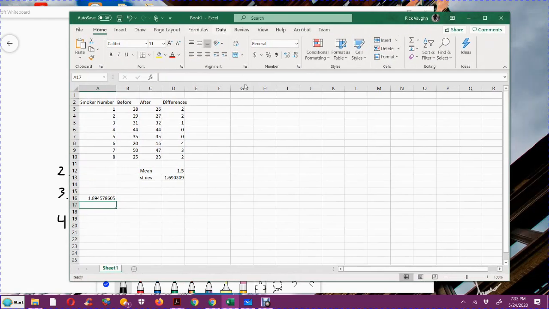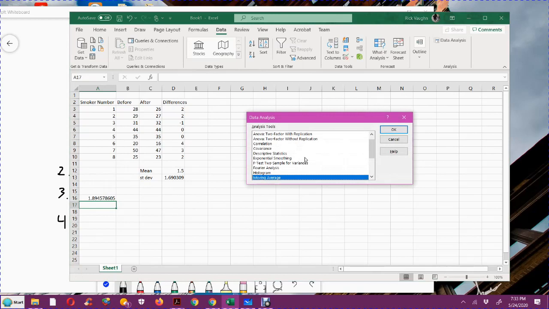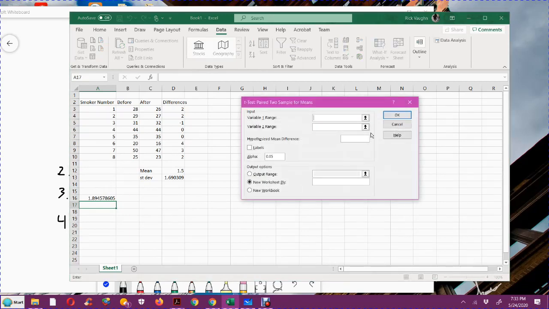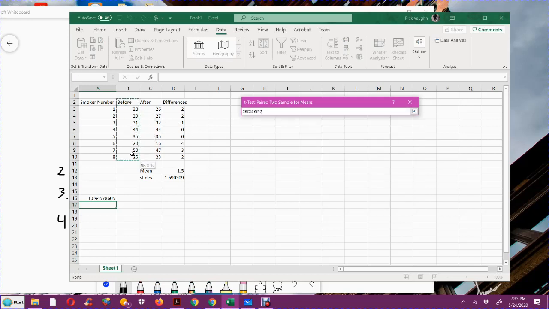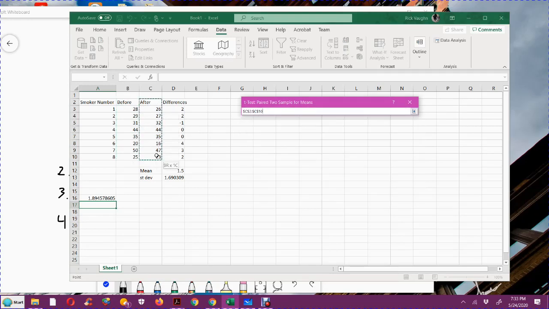So I'll go to the data tab and we'll see if we get a consistent result. We'll go to data analysis and I'll go to t-test: paired two sample for means. And now I'm going to put the first set of scores with or without the labels, but make sure you check this box. So I think I'm going to grab the labels this time. And then for variable 2, I'm going to grab the labels here.